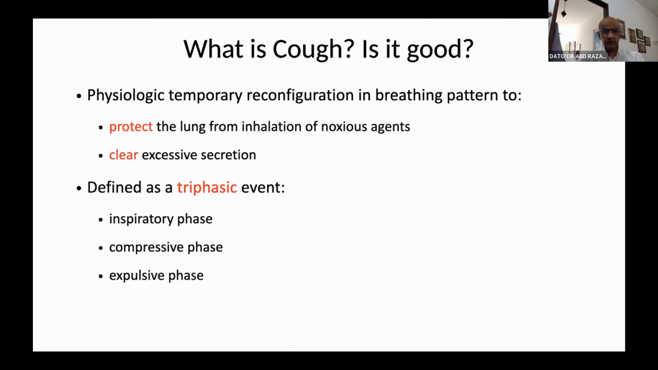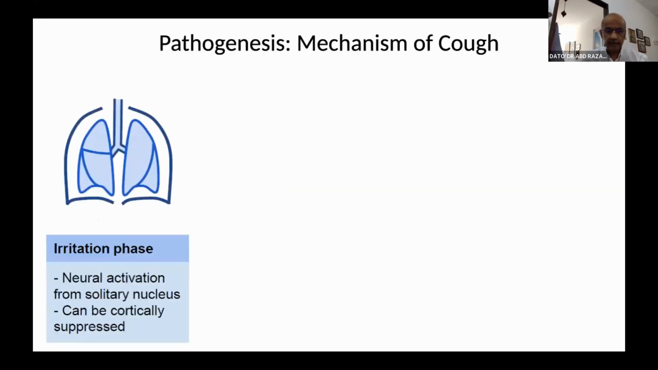So how does coughing actually occur in all of us? There are three phases. They call them the inspiratory phase, the compressive phase, and the expulsive phase. This is very interesting. Let me go through them one by one. The initiating phase is where something irritates your airway. Something enters the airway. It can be a foreign body, a germ, a chemical, any irritant, and then it affects the nerve and the brain area called the solitary nucleus.